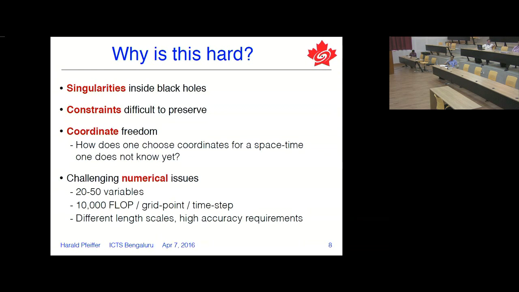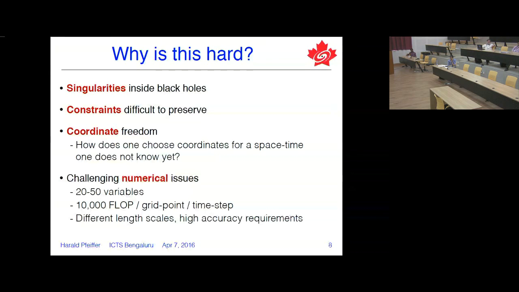Coordinate choices are also interesting and difficult because one needs to choose coordinates for a space-time one is just about to solve and then one doesn't know yet. For comparable mass black holes, coordinate choices seem to be well under control, but as you go to large mass ratios, 10, 20 and above, again, coordinate choices become an active research area.